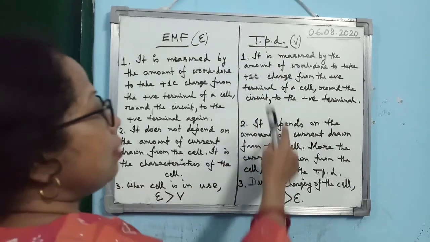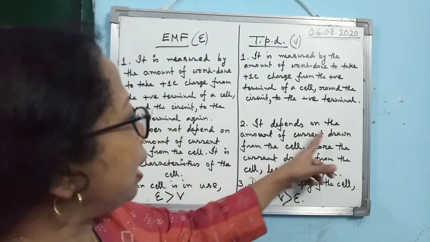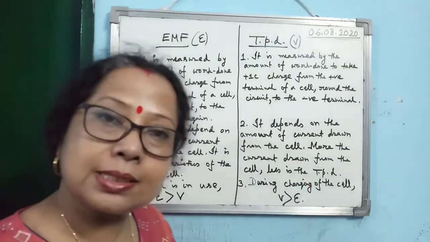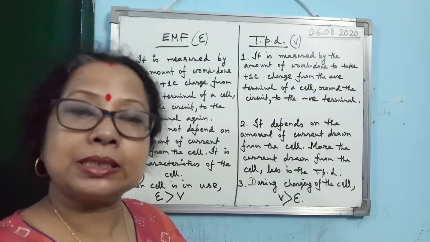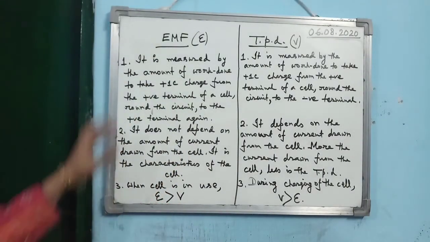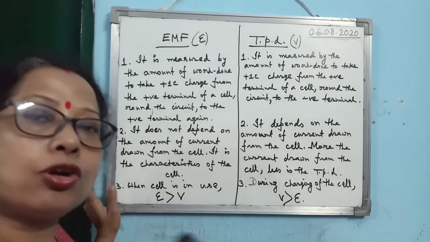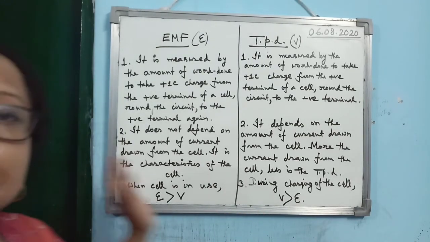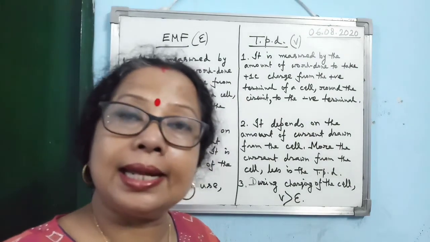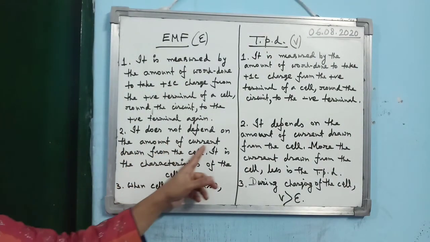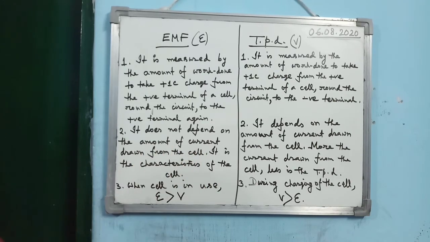Remember that terminal PD depends on the amount of current drawn from the cell. The more current you draw from the cell, the less the terminal PD becomes. EMF of the cell does not depend on the amount of current drawn from the cell, because EMF depends on the nature of the electrode and electrolyte.